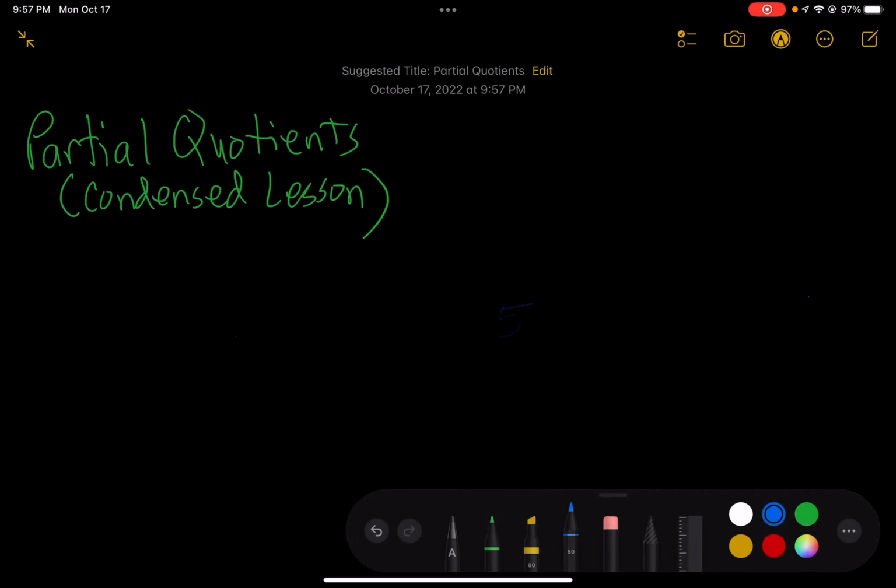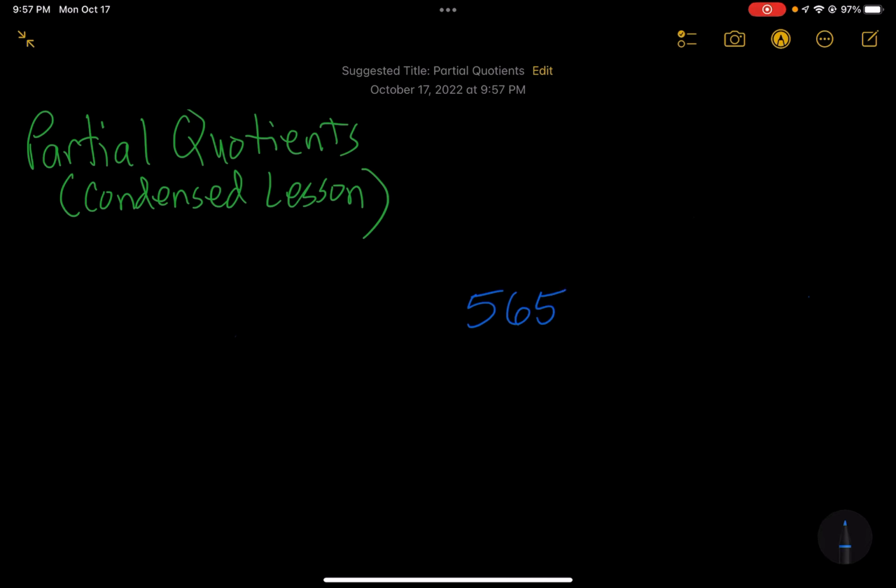let's see, we'll use 565 divided by 5. Okay, when we use partial quotients, we are taking into account place value. And it's very similar to when we do partial products, where we break apart the steps into their place values. But in this case, we're dividing. Okay, so let's take a look at the number 565.